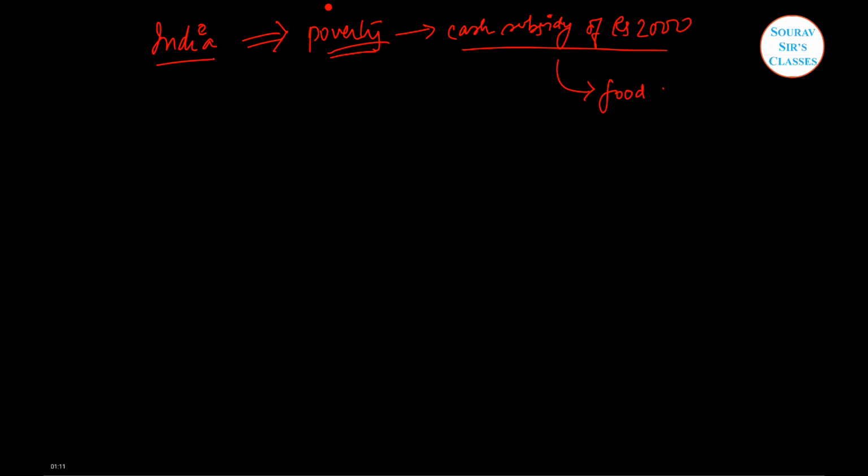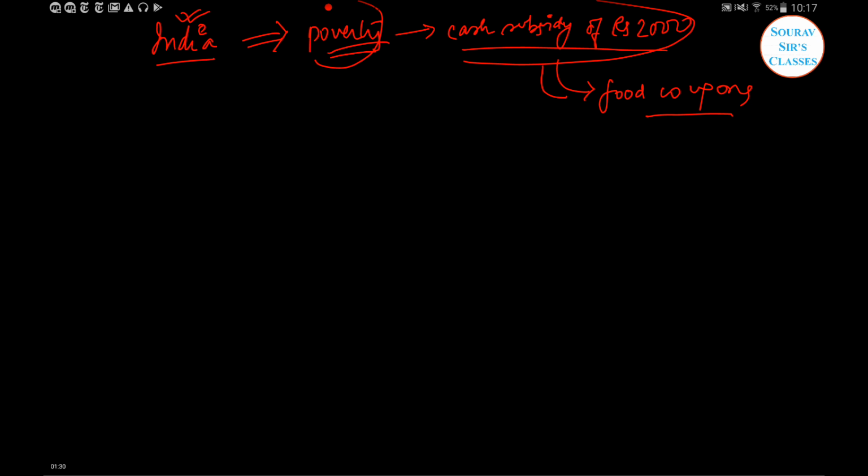So we are framing the question in such a way that you are receiving a cash subsidy of rupees 2000 and you can use it to buy the food coupons, and this is generally what we see done in India as a poverty alleviation scheme. Now, what will happen to the budget line? First, let us draw the initial budget line.